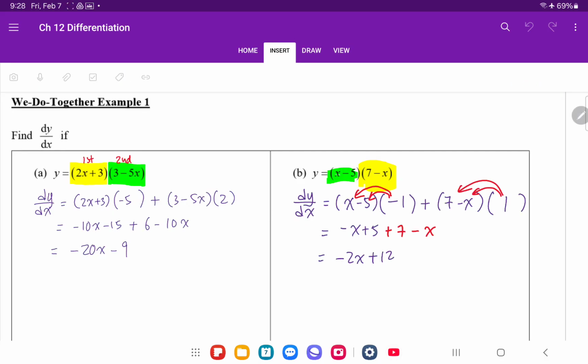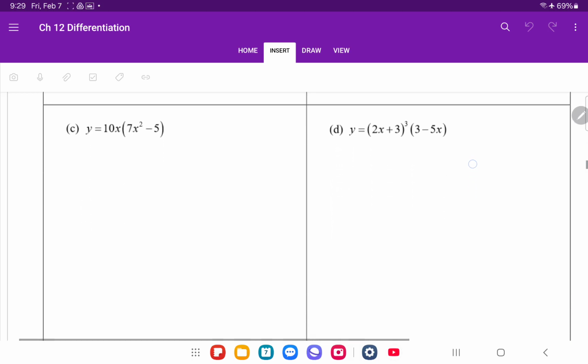Alright, let's check the answers. Do you have these two expressions? Negative 20x minus 9, negative 2x plus 12. Make sure you have 1, 2, 3, 4 brackets at the start. Make sure there's a plus in the middle. And make sure you expand properly before you simplify. So that's part A and B.